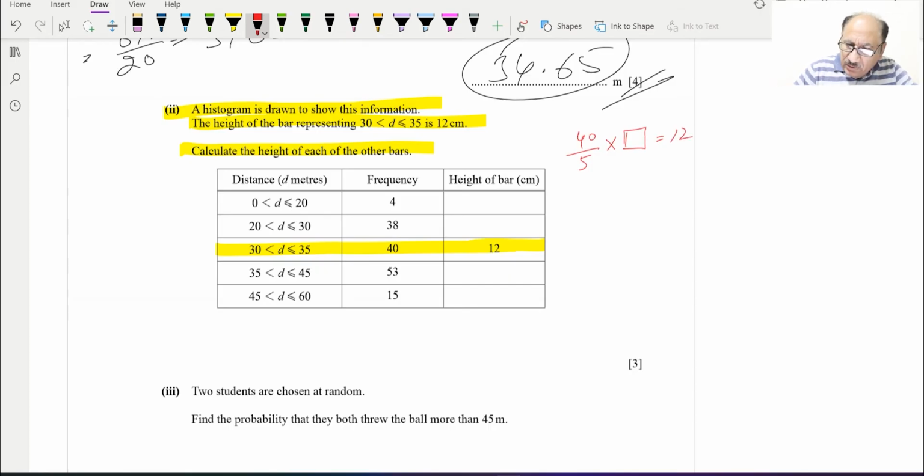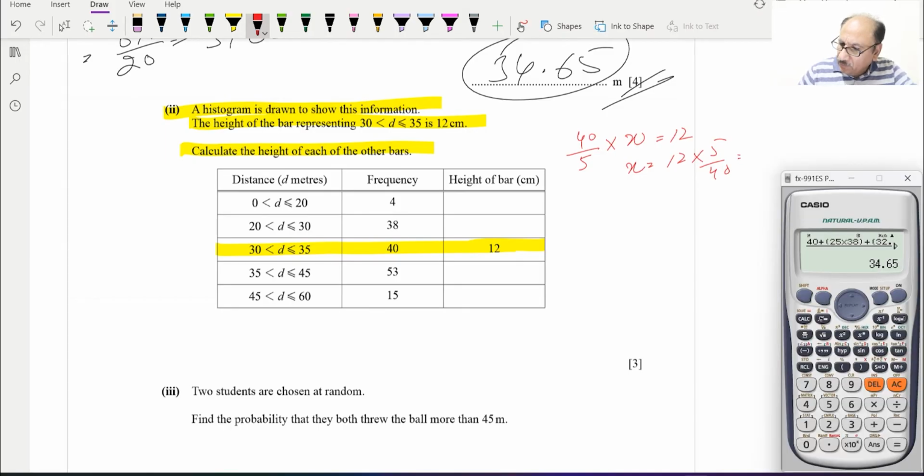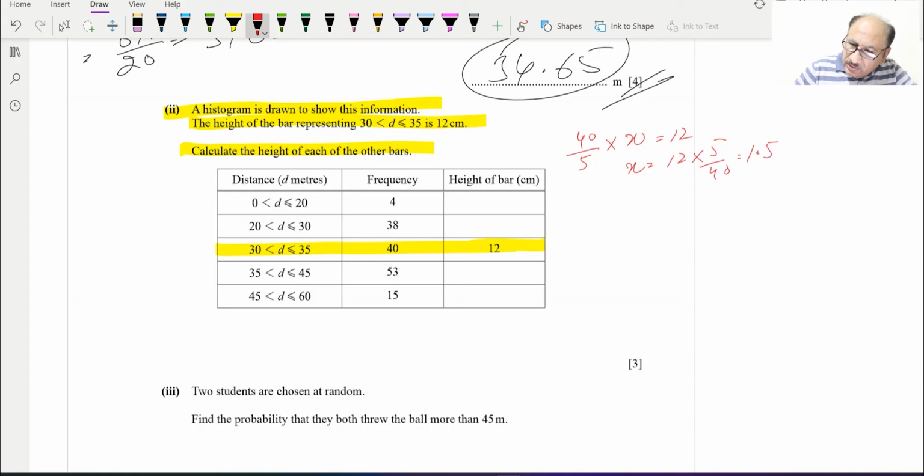This is something we need to calculate. For example, we can say this is x. So x will be equal to 12 into 5 over 40, and 12 into 5 divided by 40 is equal to 1.5. So this 1.5 is what we multiply to get x. This is the relation which we found from the given data, and now we can use the same for the others.